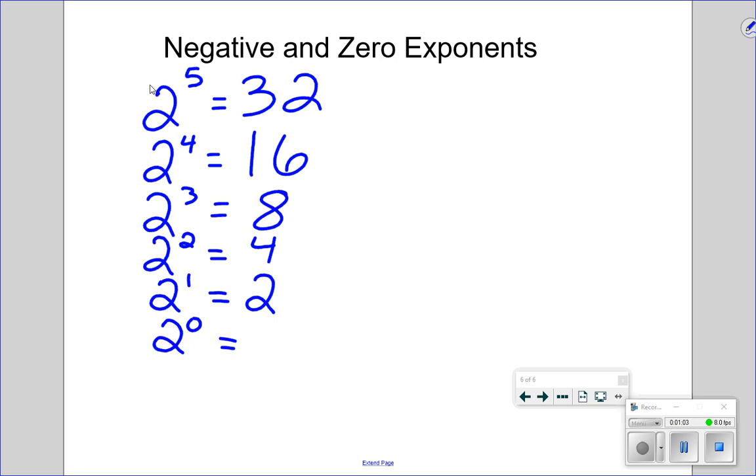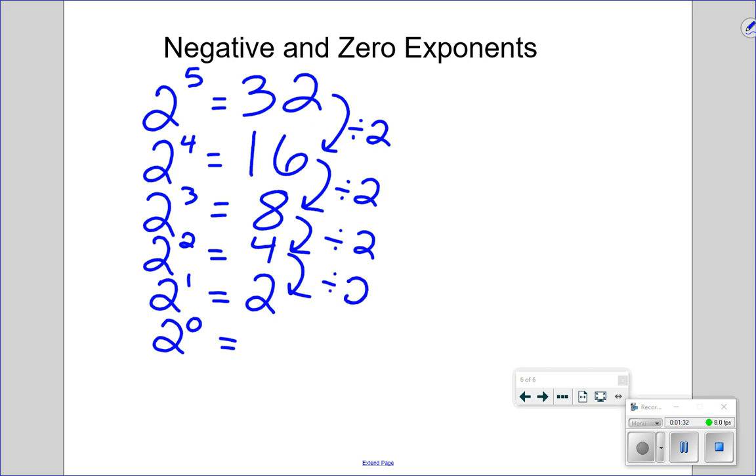What's happening as your power, or your exponent, decreases each time is you're dividing by 2, because there's one less 2 being multiplied. When we have, say, 2 squared, we do 2 times 2, but 2 to the 3rd has an extra times 2 in there. So if we're going backwards and going down the line, we're just taking away one of those times 2. So we're dividing by 2 as we go down the exponent. That's divided by 2, and then we have one less 2 here, so we divide by 2. So when we get down to 2 to the 0 power, it's actually 2 divided by 2, which is 1.